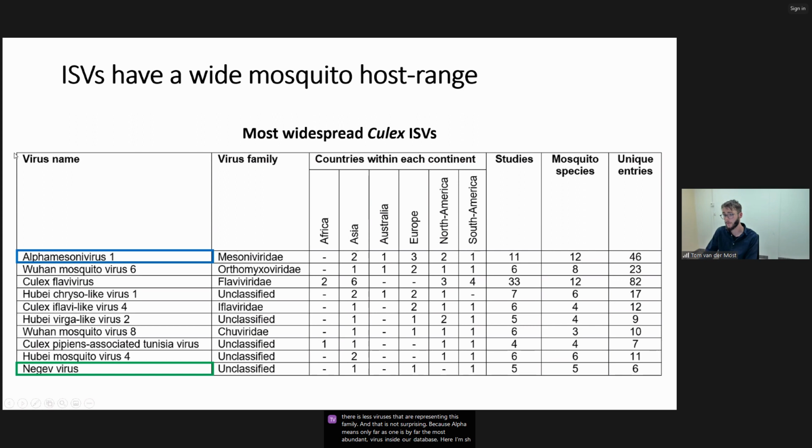Here I'm showing you a table with the most widespread individual viruses inside Culex. You have the virus, the family, the number of countries across the different continents in which these viruses have been reported, the number of studies in which they were found, across how many mosquito species within the genus they were found, and the number of unique entries. For alpha mesonivirus 1, you really see that it has been found in a lot of places across the world, and also in a lot of different mosquito species. But this is only the mosquito species inside Culex. If you take all of the database into account, it's been found in 34 different mosquito species across 5 genera, including Aedes and Anopheles as well.